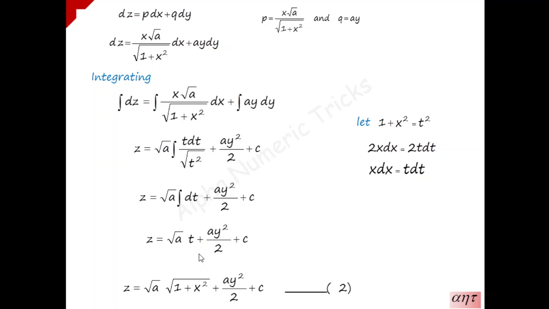And after that, don't forget to write the original variable here. Okay, in the substitution method only we get the answer. So we have to substitute the original value here. What is t value? When you take the square root, t is equal to root of 1 plus x square, that is substituted here, plus ay squared by 2 plus c, which is our number, that equation has 2, which is our required complete integral.